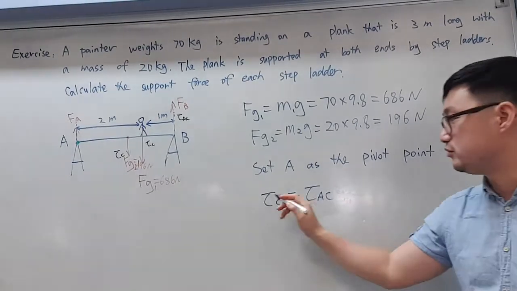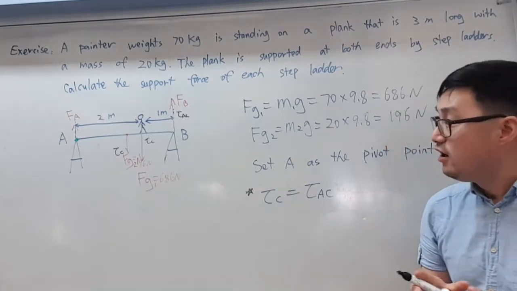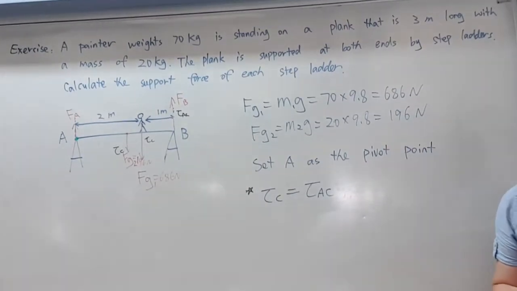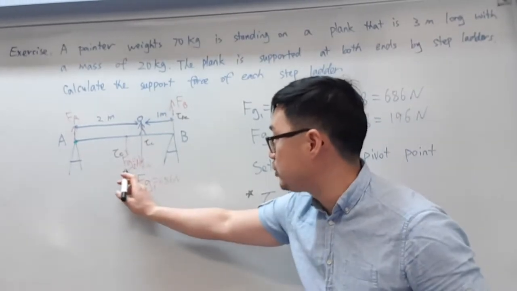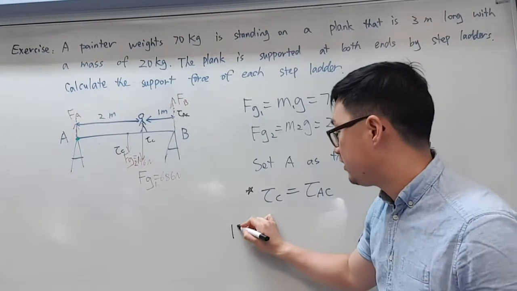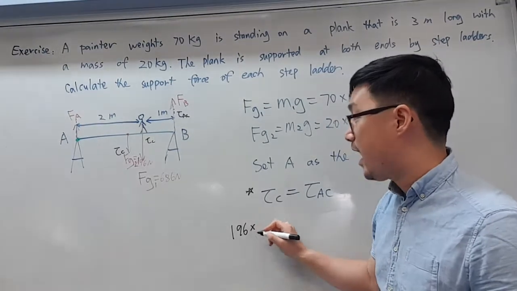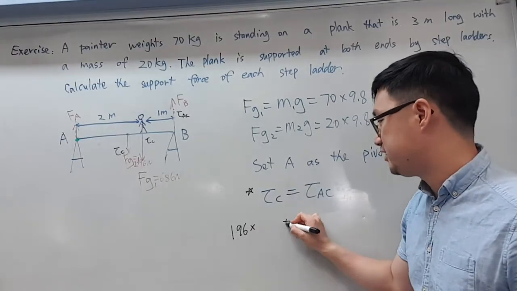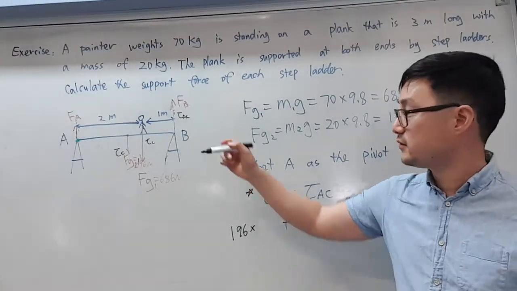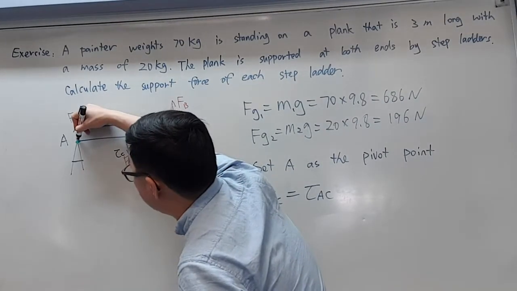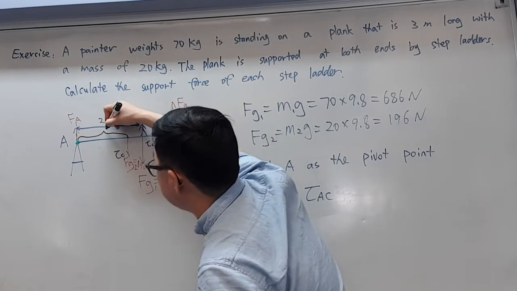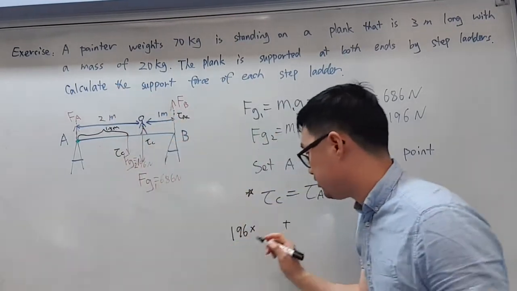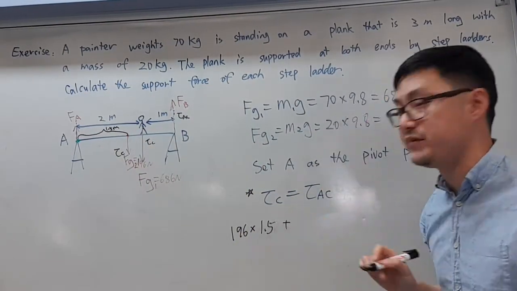So that's the key to solve this question. Okay, and then I go, well, what is going to be my clockwise one? So clockwise 1, we got FG2, which is 196 times the distance. So how much is the distance? Yeah, so we need to know this distance is going to be half of the total distance 3. So this is going to be 1.5 meter. So this is going to times 1.5 meter.